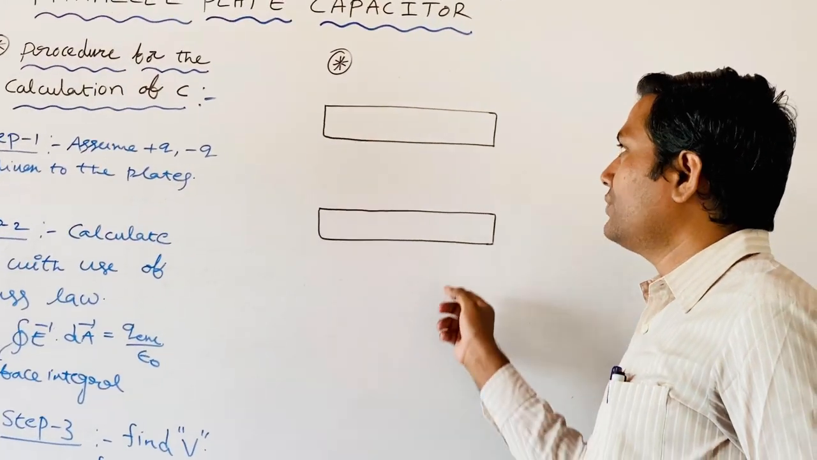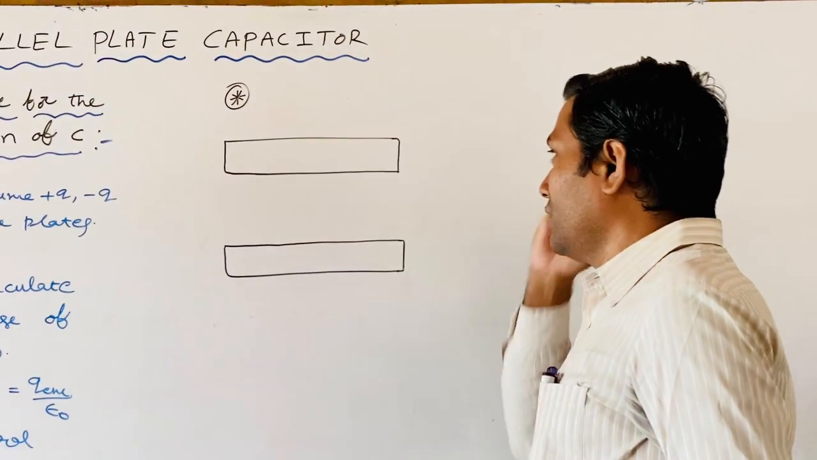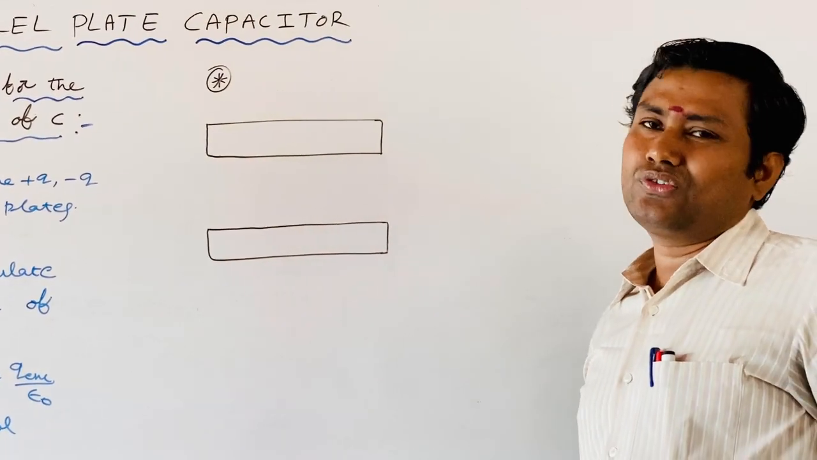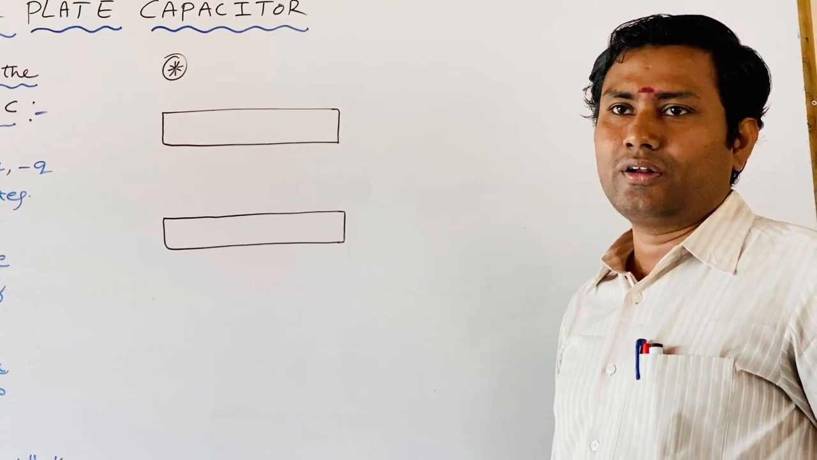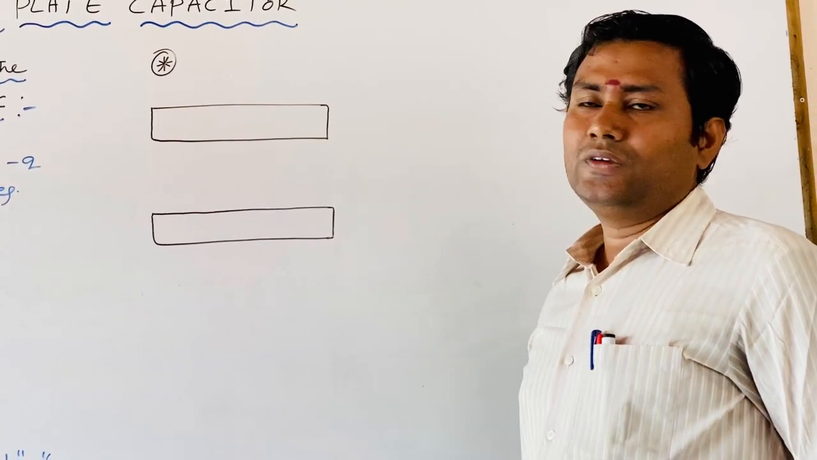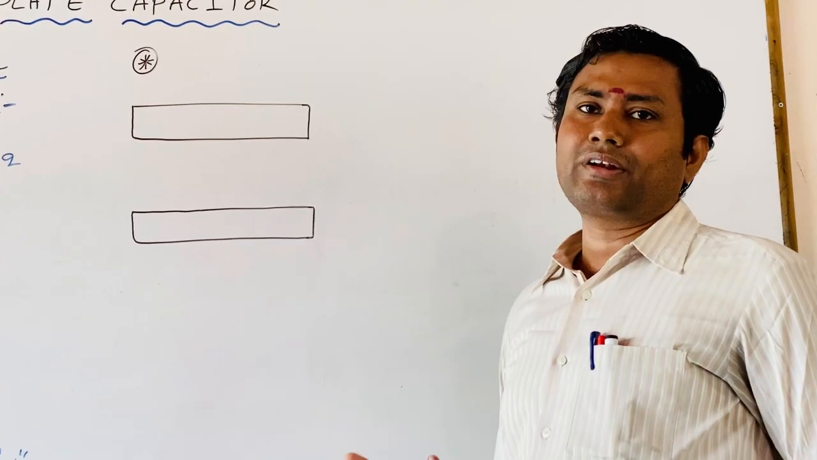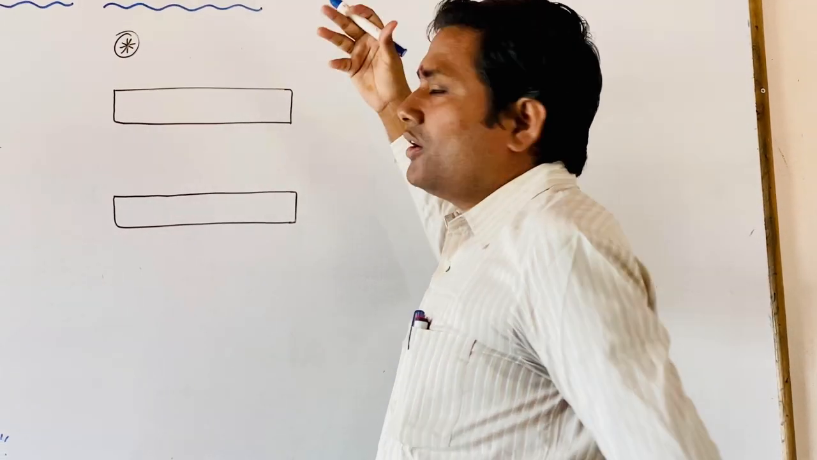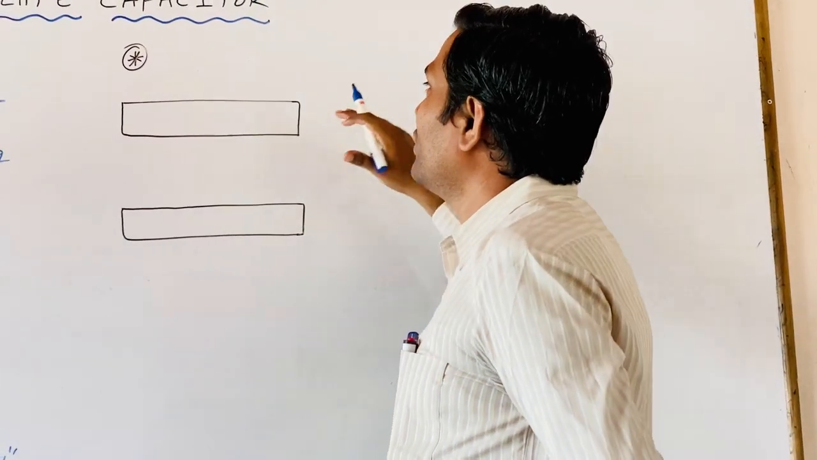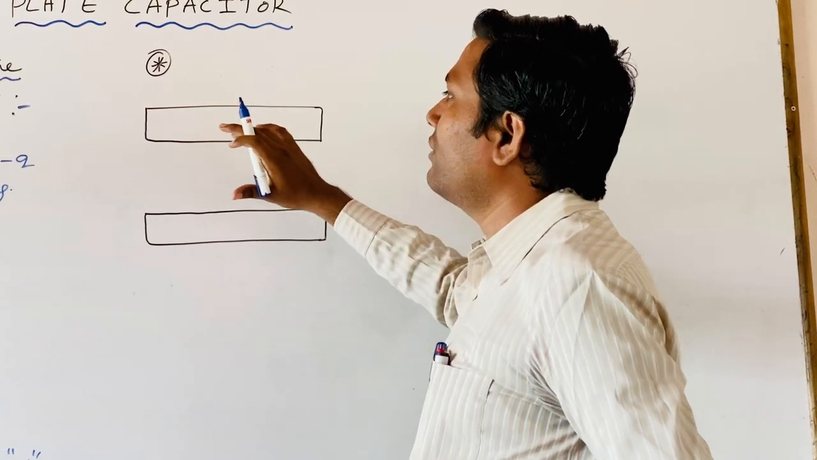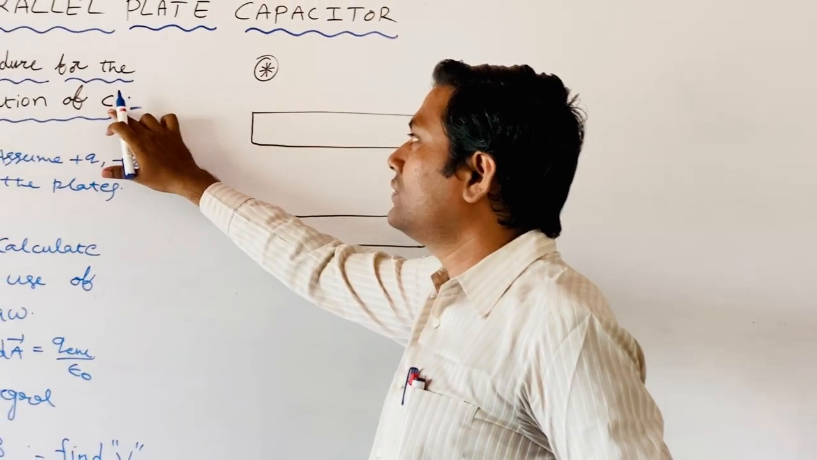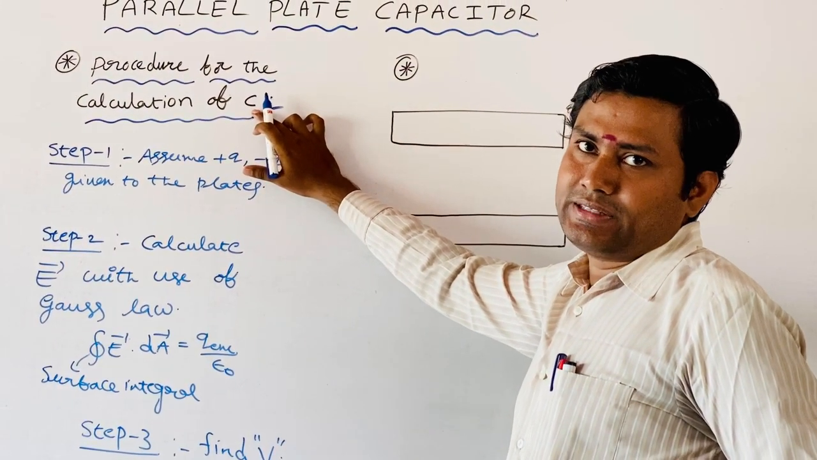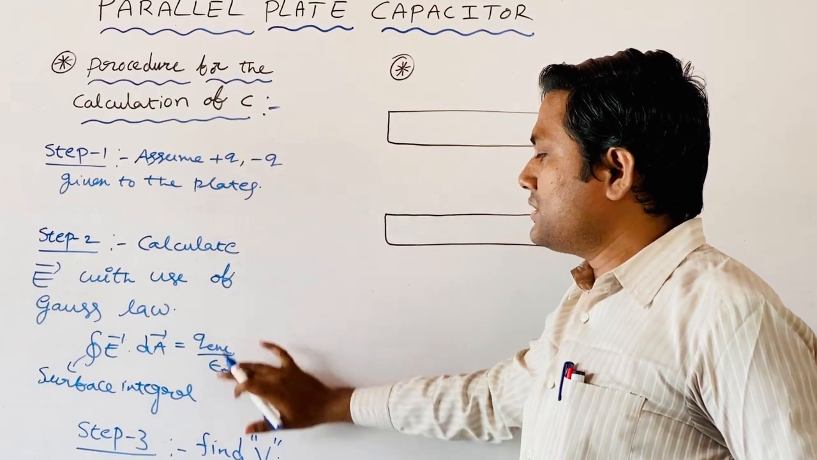Now come to this situation. Here you are seeing two conductors that are plates. You can assume they are either rectangular or circular, whatever may be. Suppose here I am taking two rectangular plates. Even if you assume a cuboid, no problem. So for the system, you need to calculate what? The capacitance C. In order to calculate the capacitance C, you can follow step by step carefully.